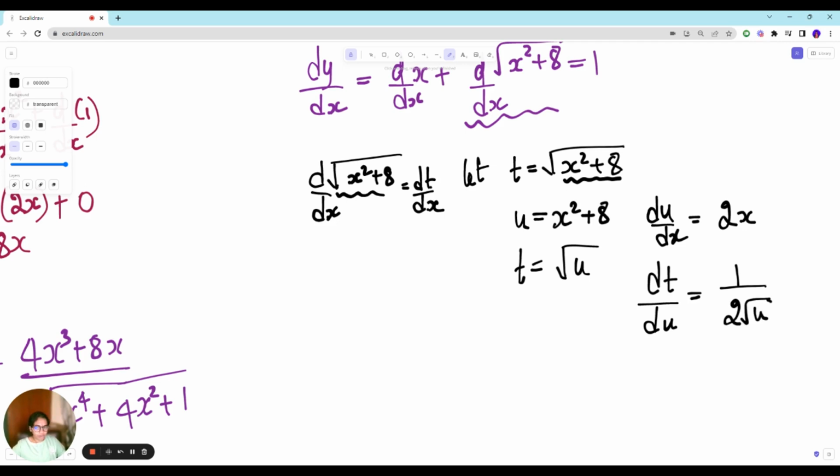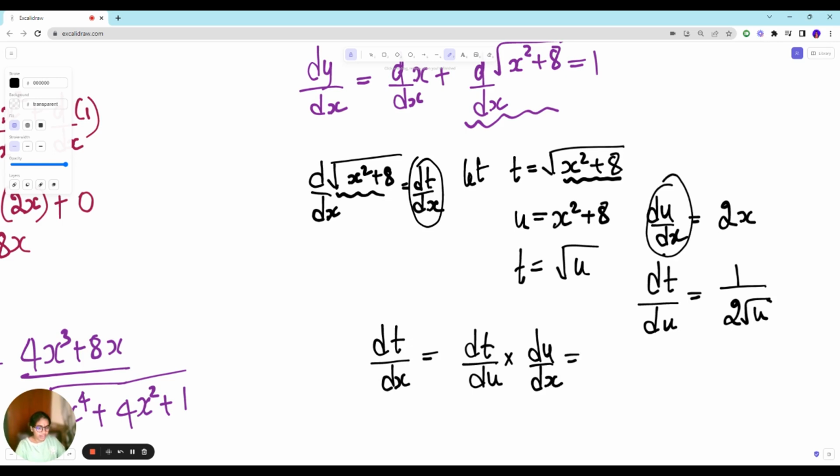Agree? Now what do I need? I need to find dt by dx. So dt by dx is equal to what? Dt by du into du by dx. Basically the du would get cancelled and you would get dt by dx itself. Yes, I know the values of du by dx and dt by du.